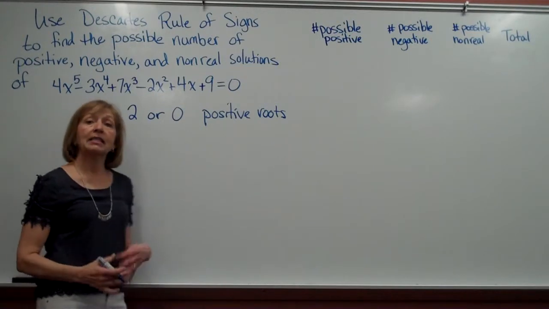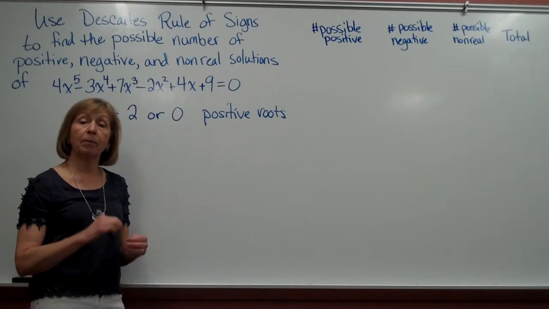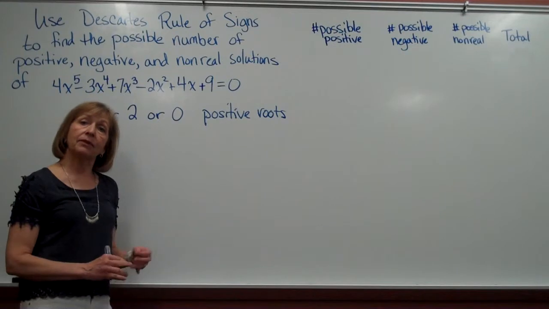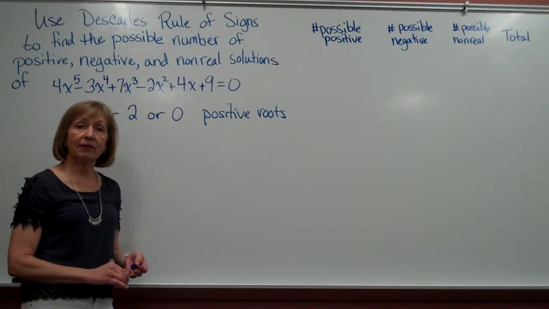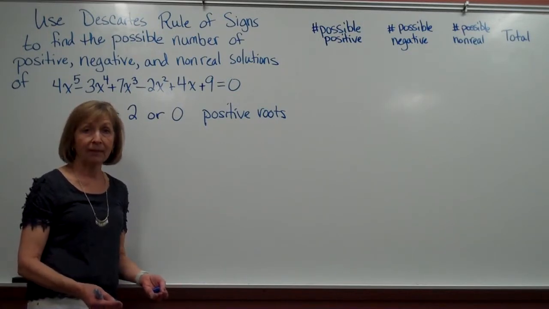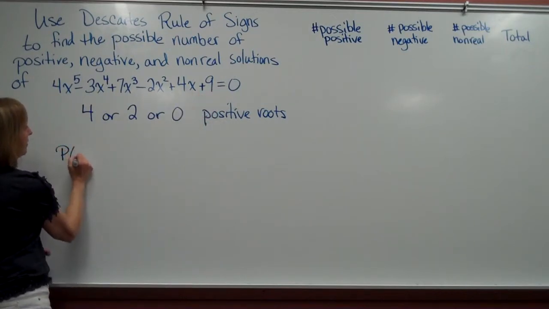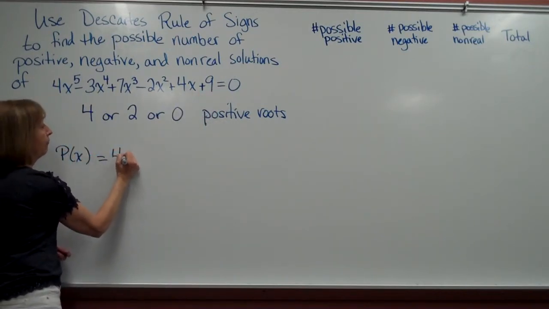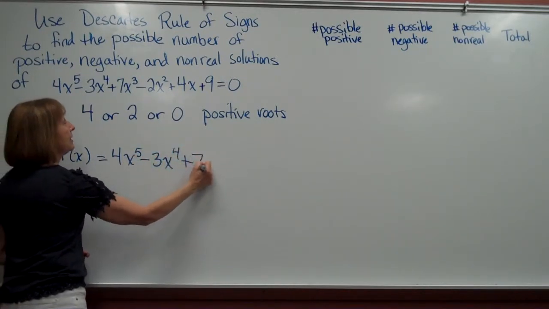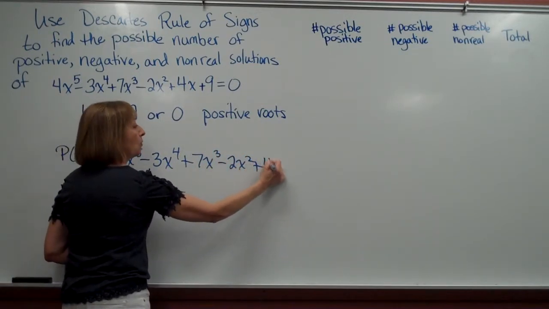Now, to find the number of possible negative roots, I run negative x through the original polynomial and then count the variations in sign. The number of possible negative roots will be the same as the variations in sign of p of negative x, or less than that by an even number. So here, our polynomial is p of x is equal to 4x to the 5th minus 3x to the 4th plus 7x cubed minus 2x squared plus 4x plus 9.